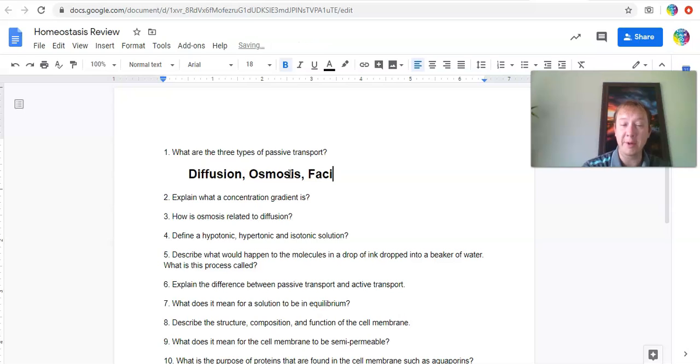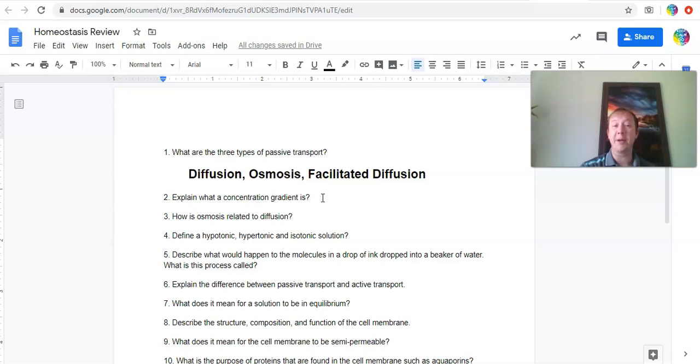The last type is facilitated diffusion. Again, this is the same thing as diffusion. It's always moving from high to low concentration, and facilitated diffusion means it's going through a protein. When we look at the cell membrane, we can see those proteins that they travel through, and we'll bring that up later when we talk about the structure, composition, and function of the cell protein.